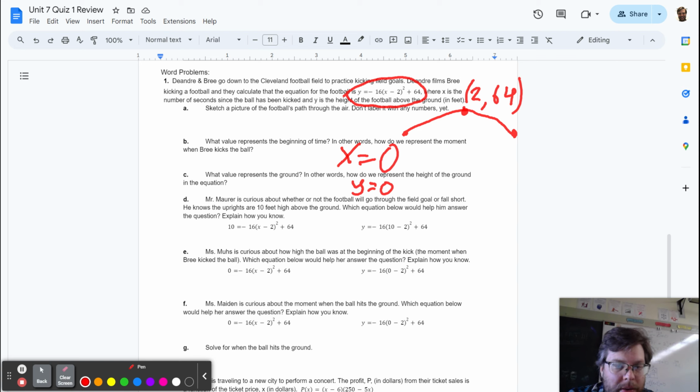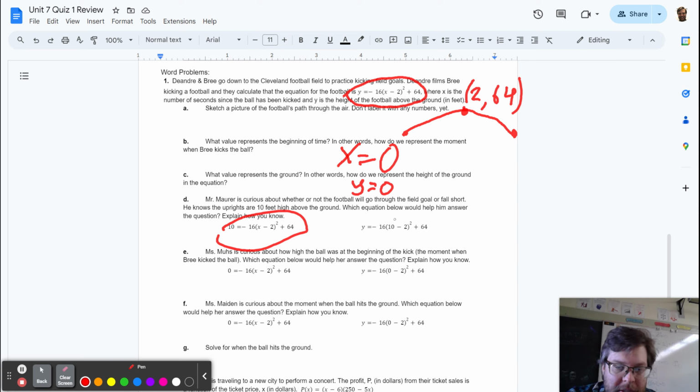Next question. Mr. Maurer is curious about whether or not the football will go through the field goal. And the field goal is 10 feet high. 10 feet high is a Y value. So I need to get the equation that has a Y value of 10. That's this equation. This other equation over here makes X equals 10. That would be 10 seconds after the ball is kicked.